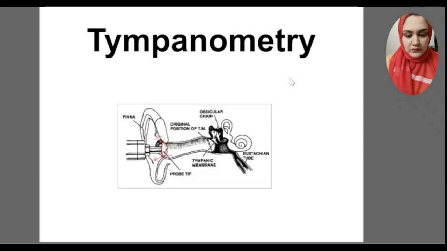Hello students, today we are going to discuss a very important topic for undergrad students as well as postgrad students or residents of ENT around the world, and that is tympanometry. Tympanometry confuses a lot of medical students, and today we are going to discuss it in detail so that your concepts are very clear about it.